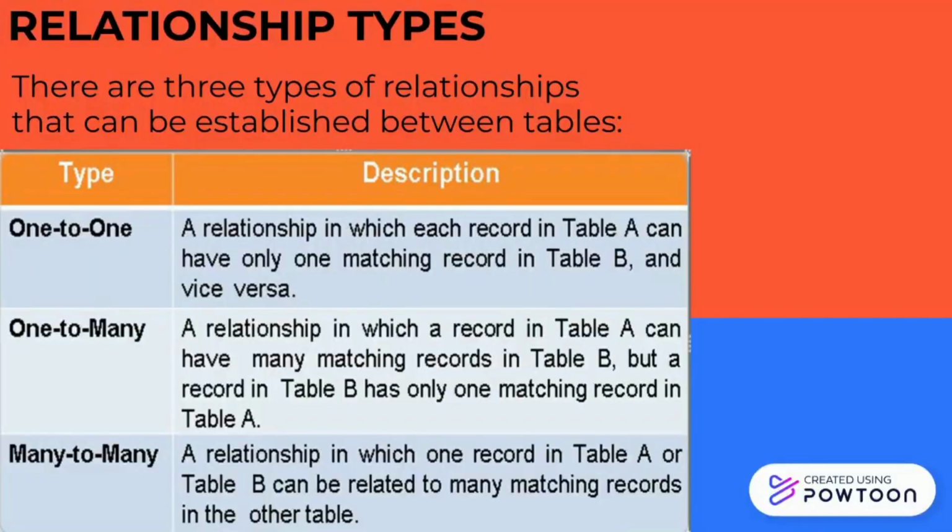Relationship types. There are three types of relationships that can be established between tables. One-to-one: a relationship in which each record in table A can have only one matching record in table B, and vice versa. One-to-many: a relationship in which a record in table A can have many matching records in table B, but a record in table B has only one matching record in table A. Many-to-many: a relationship in which one record in table A or table B can be related to many matching records in the other table.